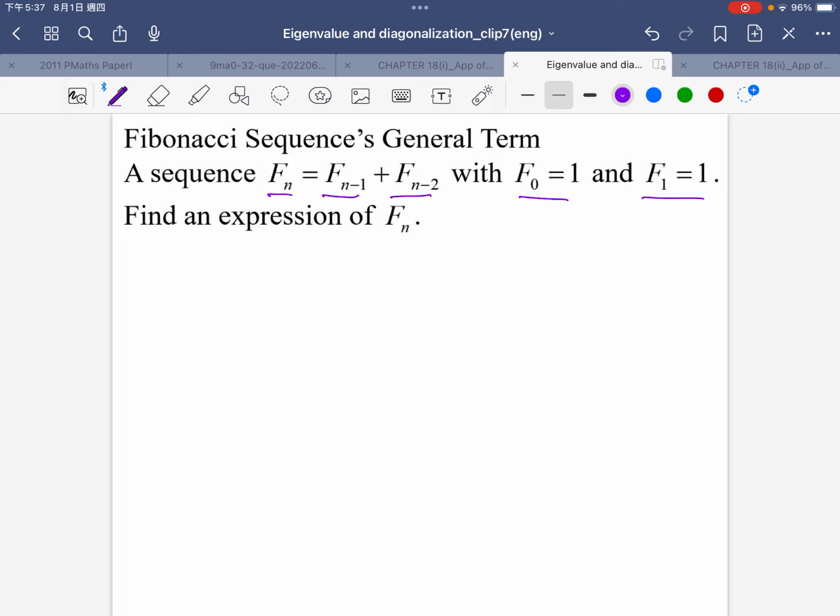This is about the story of the rabbits, the number of rabbits in the nth generation. But I don't want to talk too much and sidetrack the main problem. Here I want to find the general term of the Fibonacci sequence with the method of diagonalization.